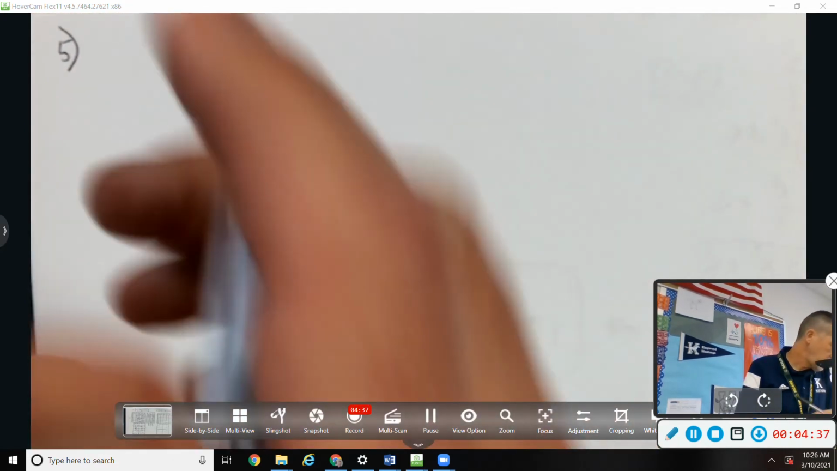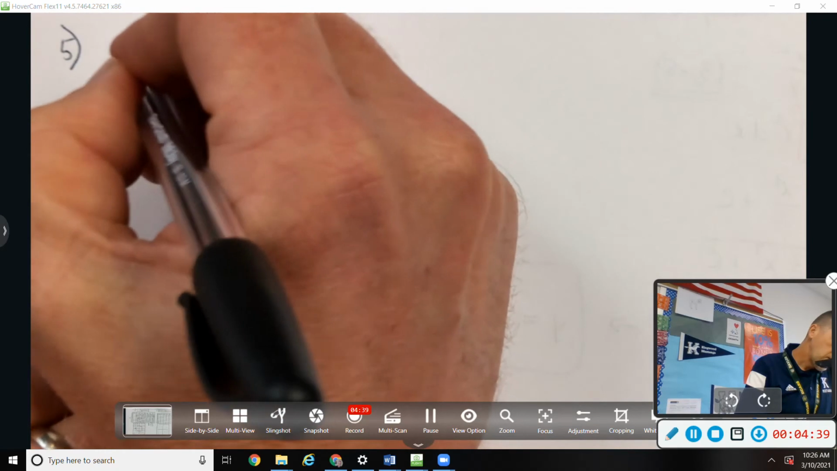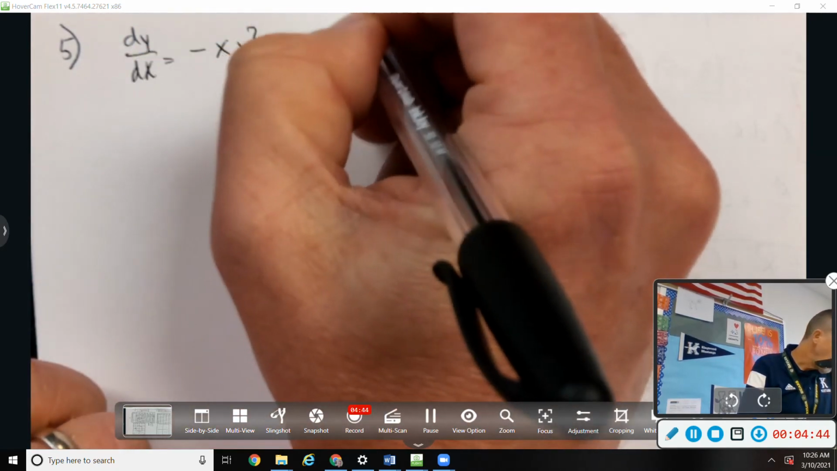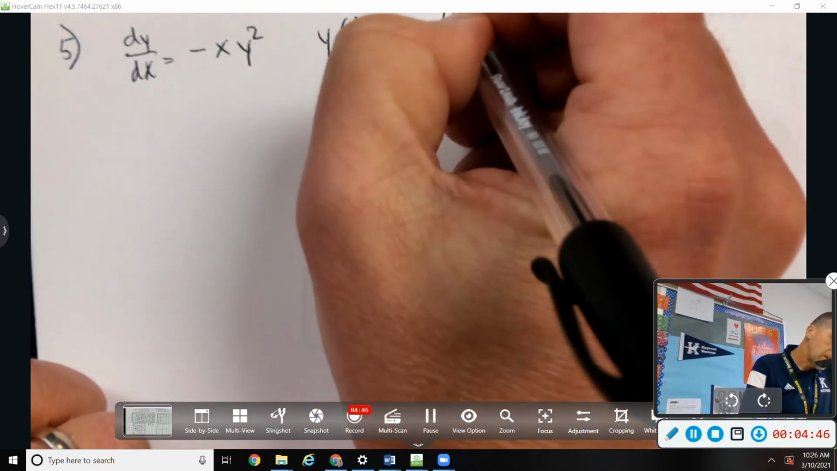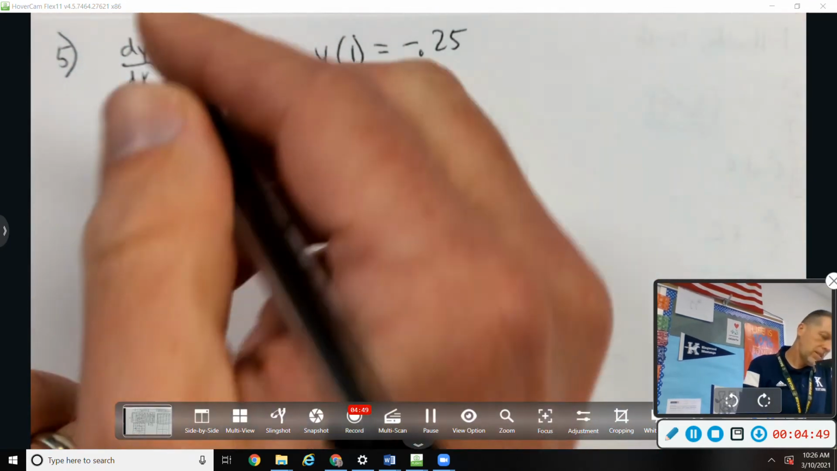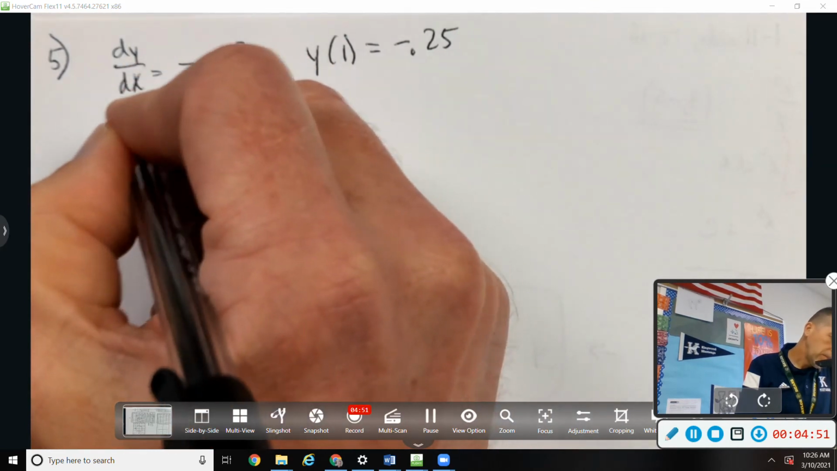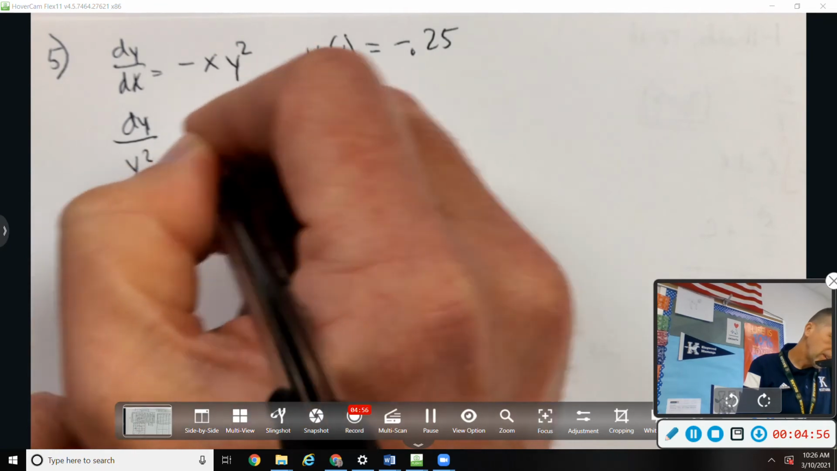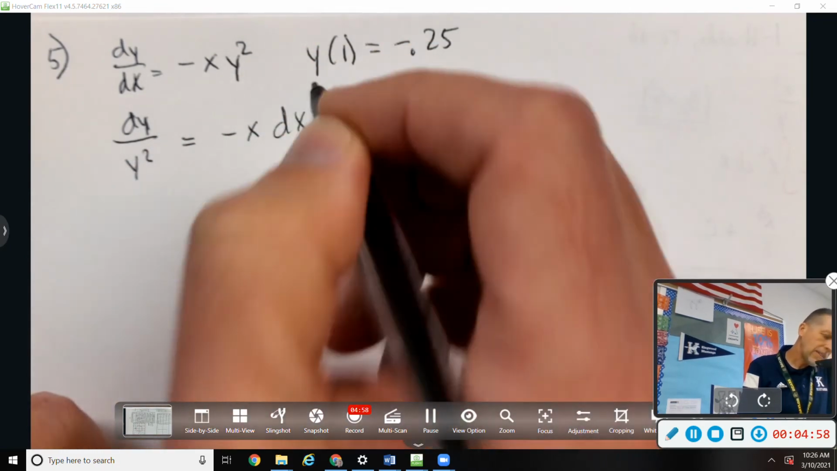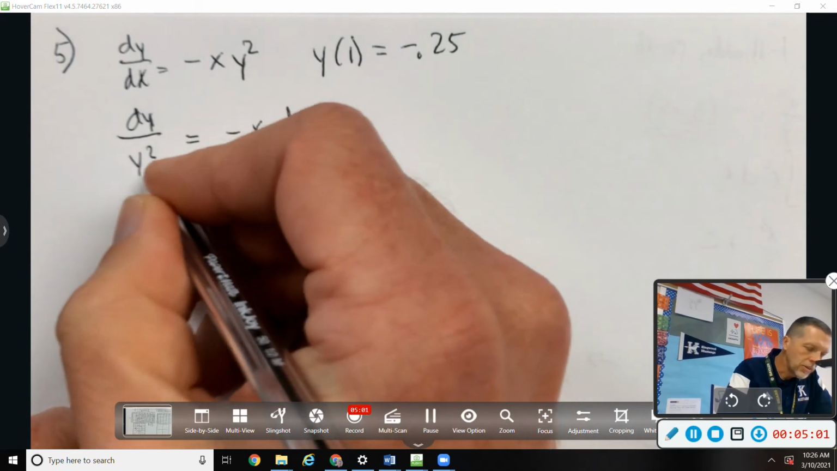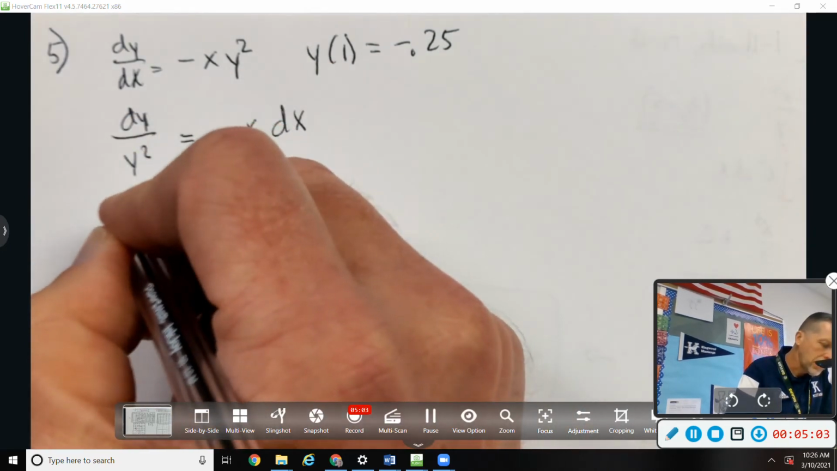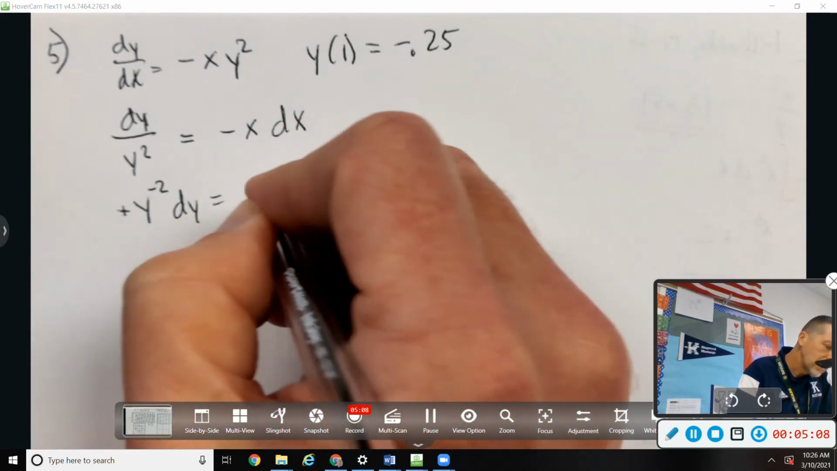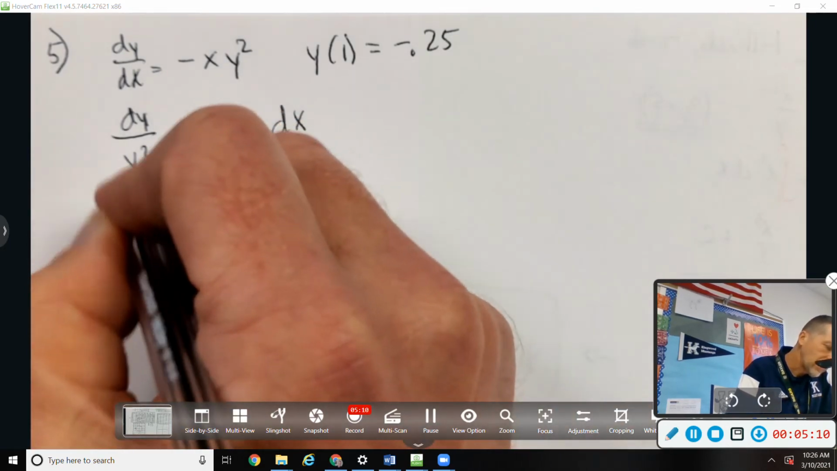Number 5. dy dx equals negative xy squared. Y of 1 equals negative 0.25. Separate variables. dy over y squared equals negative x dx. I don't really want to integrate that like that because I'm afraid I'm going to mess it up. So I'm going to do y to the negative 2 dy equals negative x dx.